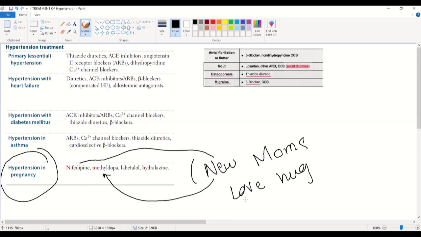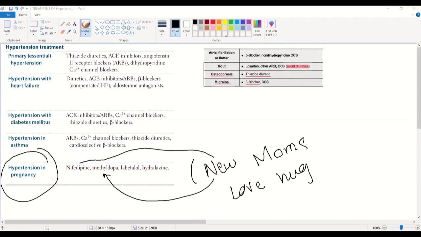Okay, so nifedipine is which class? Nifedipine is a calcium channel blocker, a dihydropyridine, you are right. And methyldopa? Central sympatholytic. Yes, absolutely right. Labetalol? It is non-selective, alpha and beta blocker. Yes, it's a beta blocker, but it's non-selective. You are absolutely right.